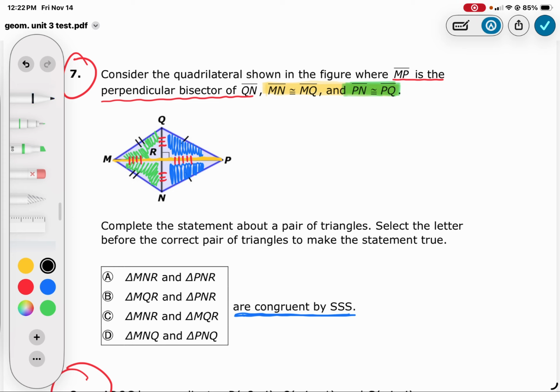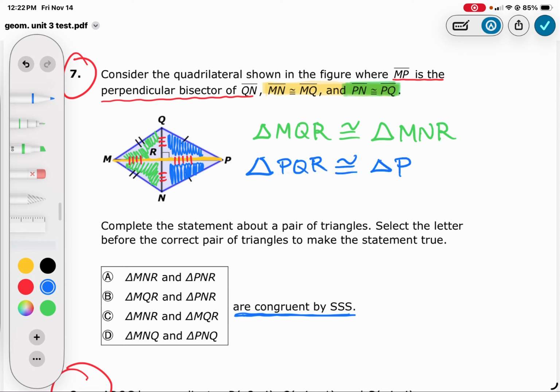Now, let's write it out. So for the green ones, that would be triangle MQR is congruent to triangle MNR. And then for the blue ones, we can write triangle PQR is congruent to triangle PNR. And now we just need to look for that answer choice down here.